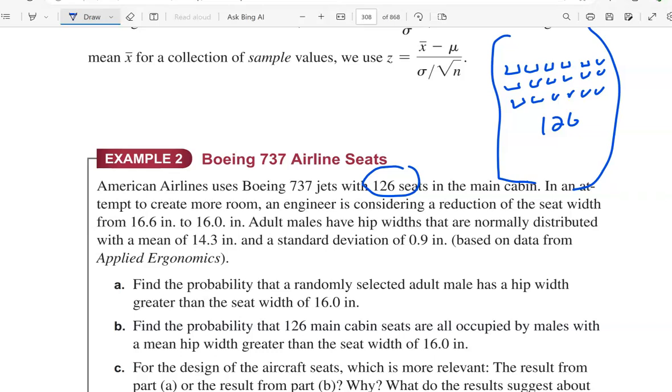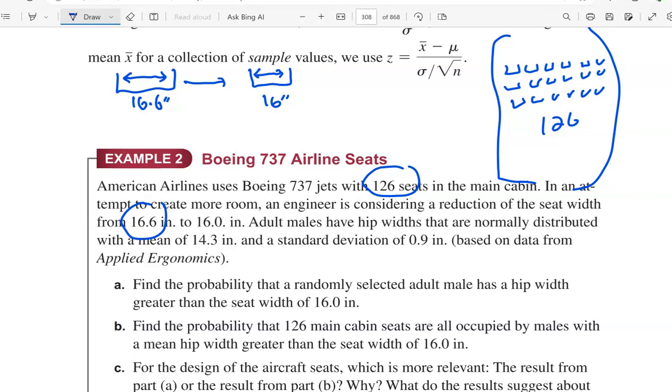And then, the seat used to be 16.6 inches. That was the width before. Now they changed it to smaller, 16 inches. So some people have a bigger hip size and may have trouble sitting because the seat gets smaller. Why do they do that? So that they can put in more seats to make more money.